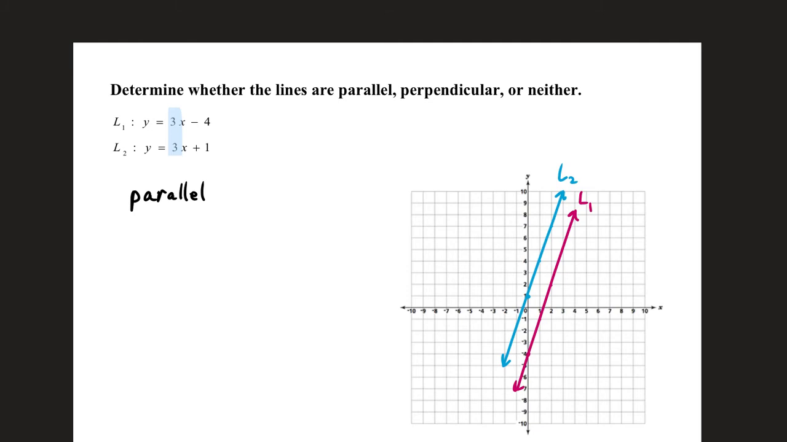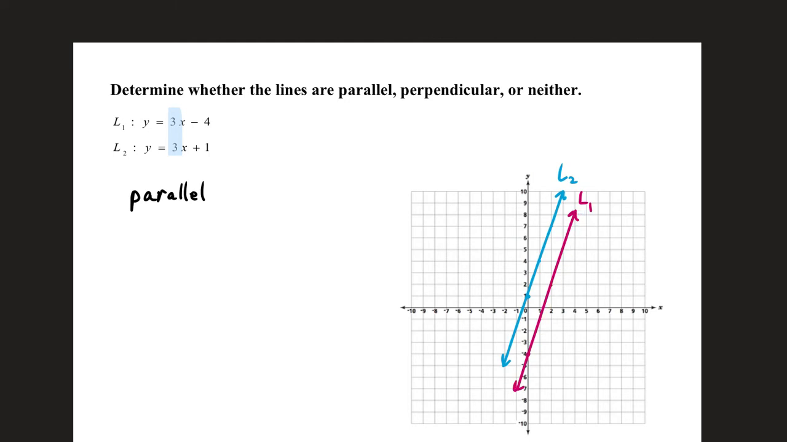We have two lines given. We have y equals 3x minus 4, and the other line y equals 3x plus 1. Now, these are both in slope-intercept form. Our first line has a y-intercept at -4 and a slope of 3, so it will have a rise-to-run ratio of 3 to 1. That's our first line.